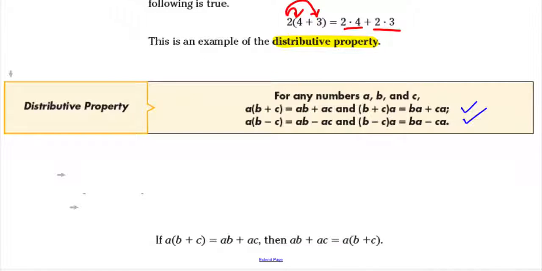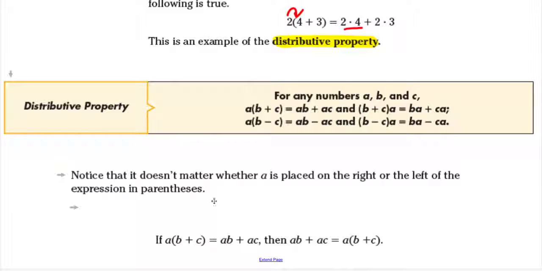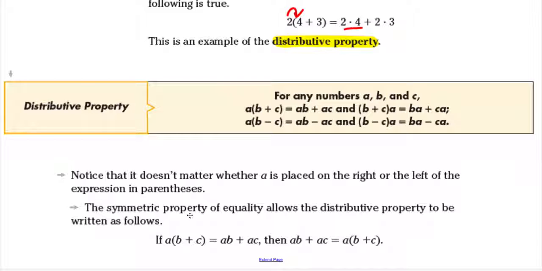Now in the distributive property, notice that it doesn't matter whether a is placed on the right or the left side of the expression in the parentheses. The symmetric property of equality allows the distributive property to be written as follows. If a times the quantity b plus c equals ab plus ac, then ab plus ac is equal to a times the quantity b plus c.